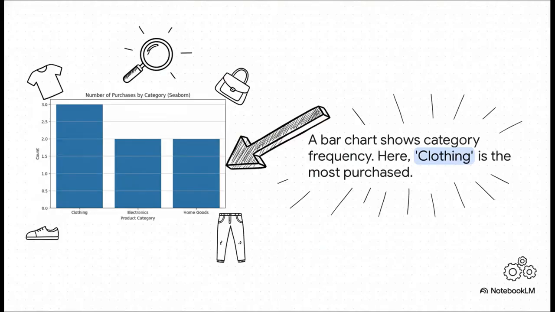Simple as that. Each bar is a category, and how tall it is tells you how many people bought stuff from it. I mean, look at this. You don't even have to think about it. Clothing is obviously the biggest seller. It's just so direct and effective.